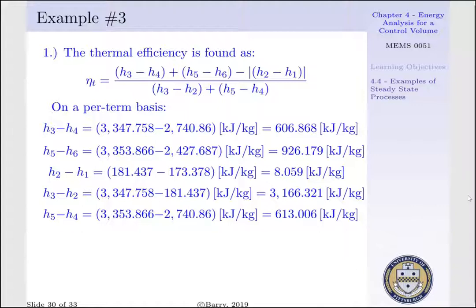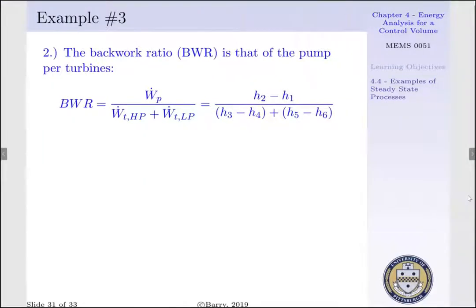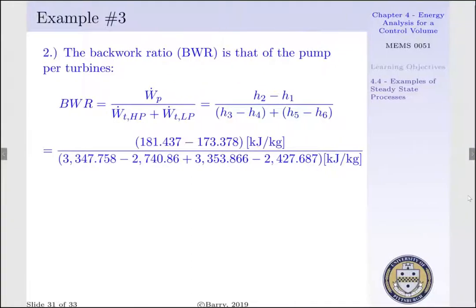613.006 kilojoule per kg. Thus, our thermal efficiency is 40.35%, which is higher than a cycle that just has a superheat. The backwork ratio is our pump work per turbine work, and we have to include our low-pressure turbine within. So our backwork ratio is H2 less H1, which is our pump work, per H3 less H4, which is the work of our high-pressure turbine, plus H5 less H6, which is the work of our low-pressure turbine. Substituting in our values, we have our backwork ratio is 5.26 e to the minus 3, which is less than that of what we determined solely having superheat.